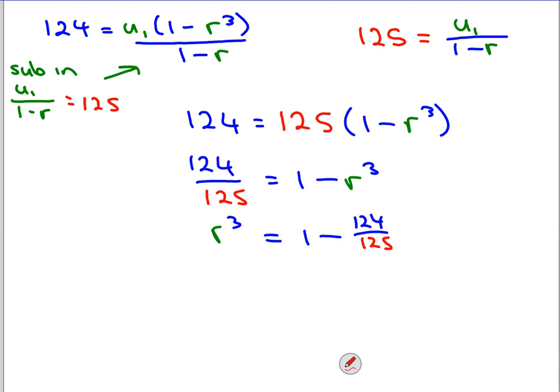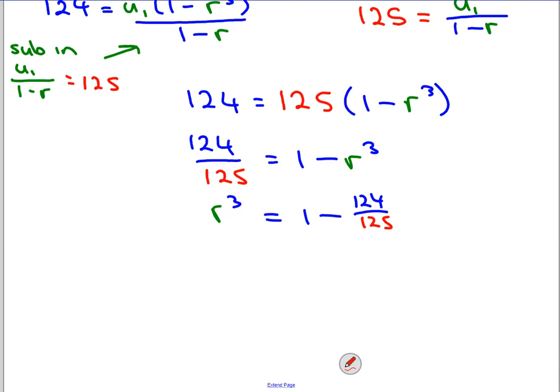So do you see what I did there? I like saving steps. I could have first added r cubed to the left hand side, and then subtracted the fraction on the right, but I just did 2 steps at once. Out of interest, what is 1 minus 124 over 125? Back to our fractions.